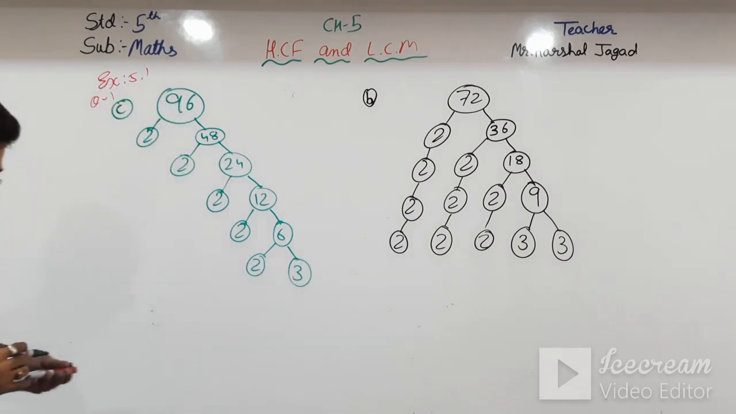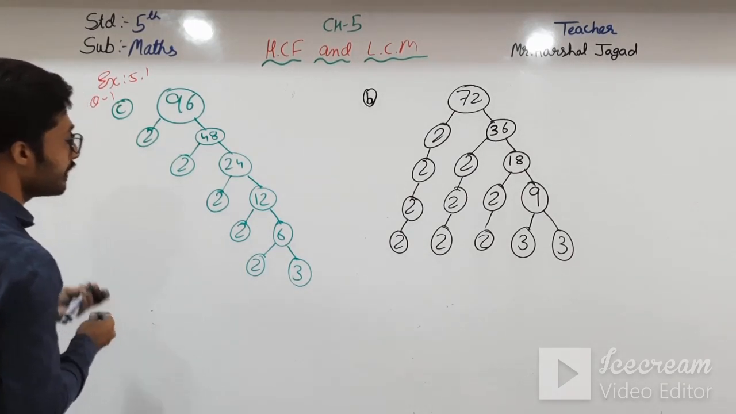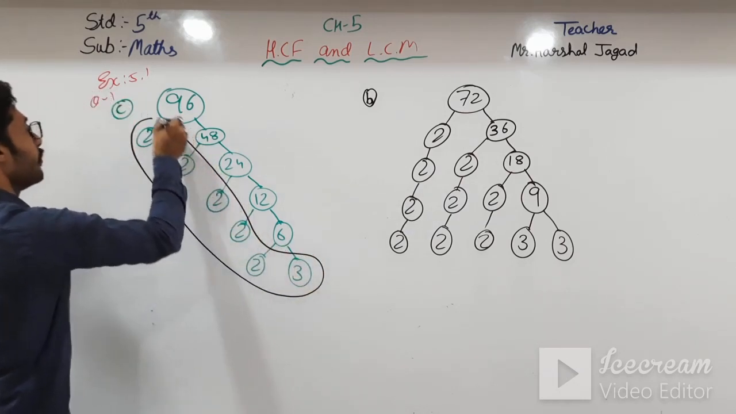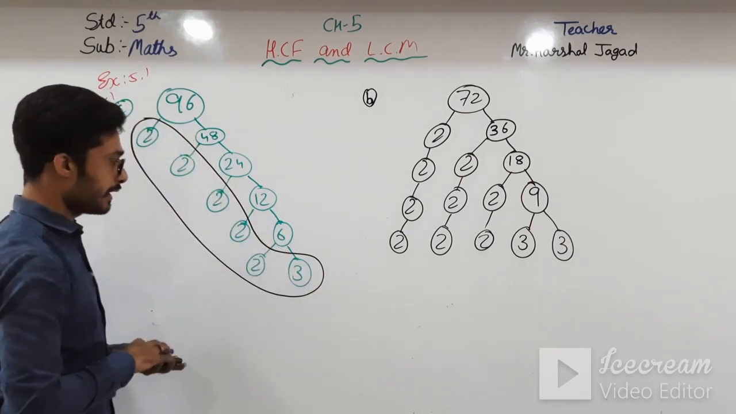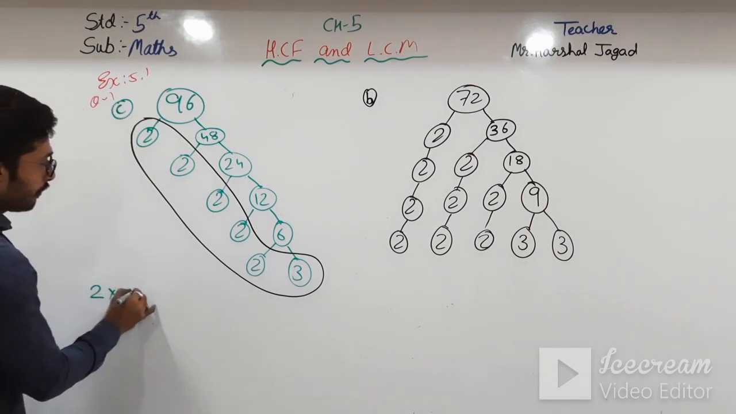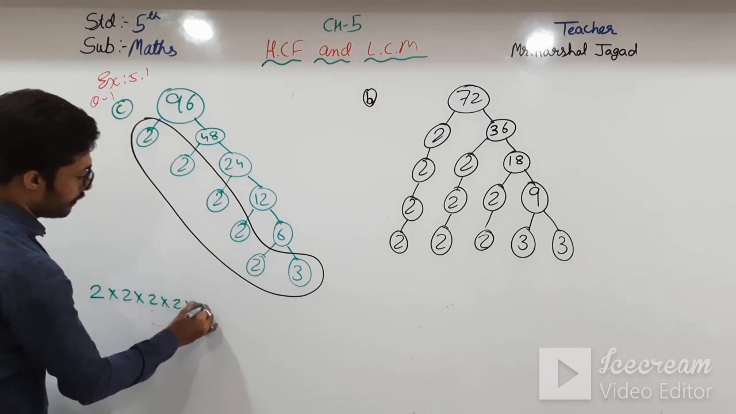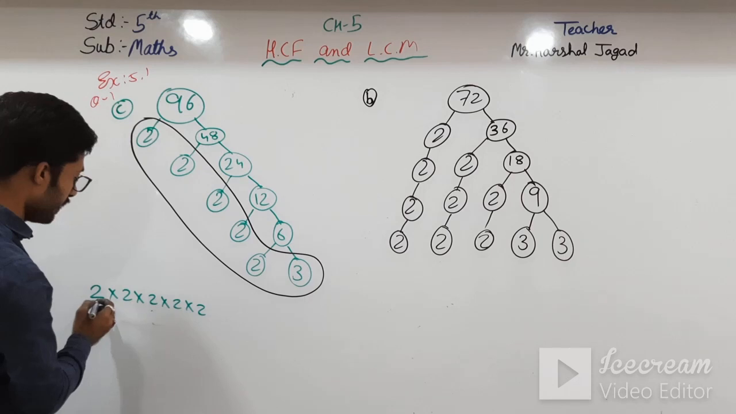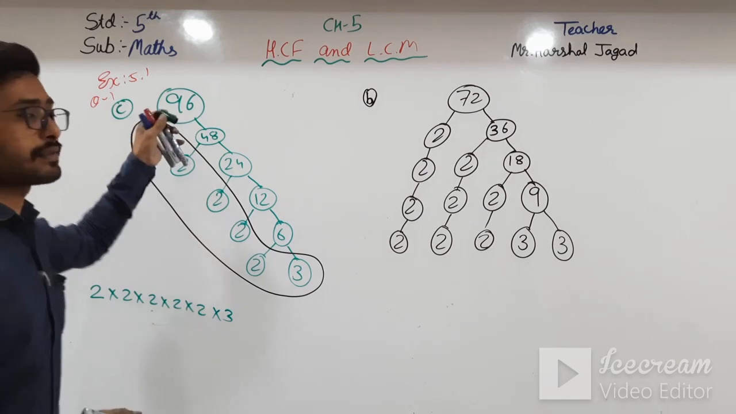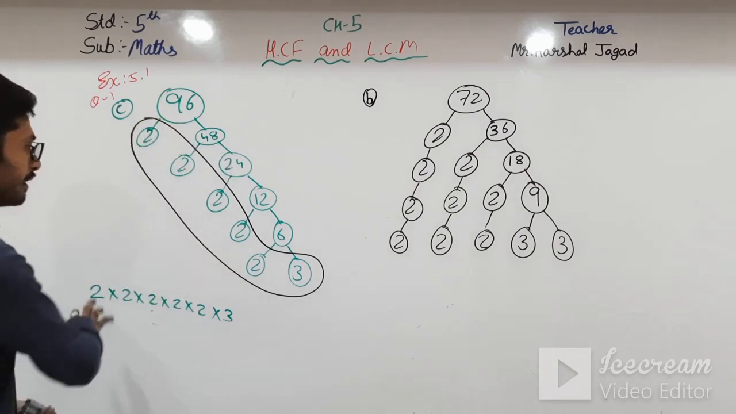So these are the prime factors of 96. Okay, students, you can see which from here to here. So I am just writing the prime factors, that is 2 into 2 into 2 into 2 into 2. How many 2s? 5. Into 3. So these are the prime factors of C, that is 96.